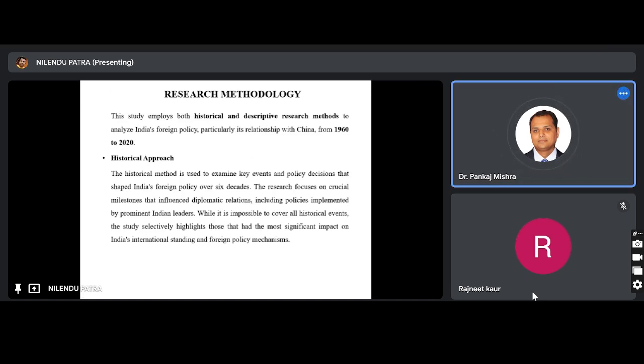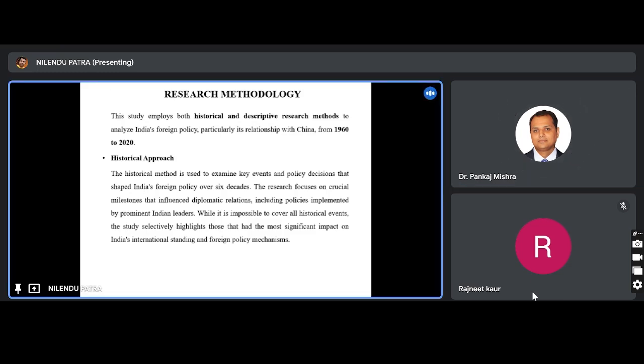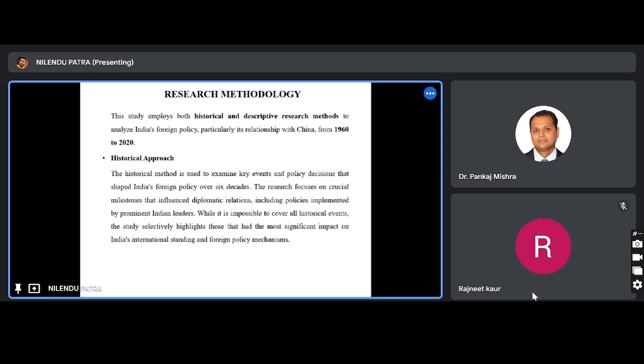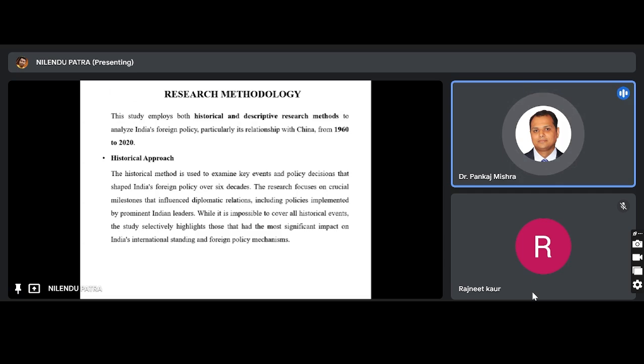Explain your research methodology. The study historical method is used to examine key events, policy decisions that shaped India's foreign policy over 6 decades. The research focuses on crucial milestones that influence diplomatic relations. You are writing that up to 2020 you had maintained here. But in your title, you are saying you are working between 1960 to the present. Why is it so? Why is this difference there?